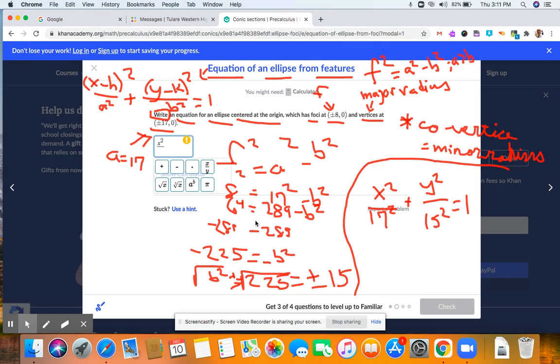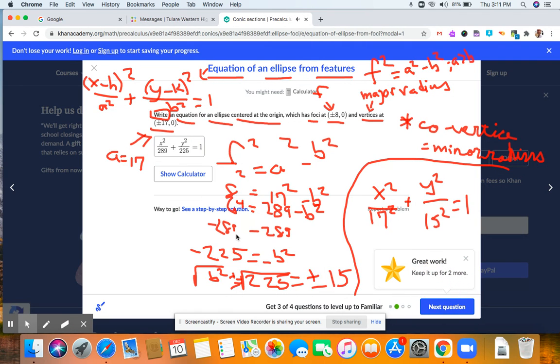17 squared is 289. I'll just use that. Y squared and 15 squared is 225. All of this is equal to 1. Got it. See if the next one's any different.